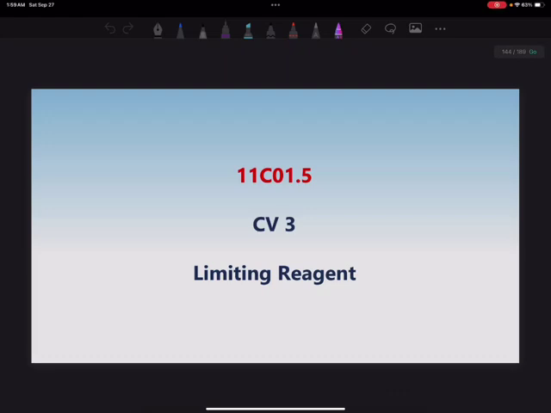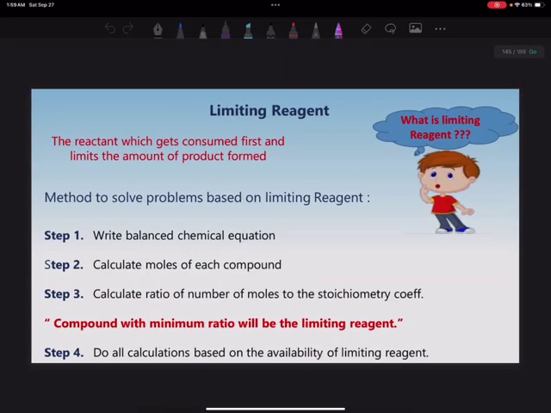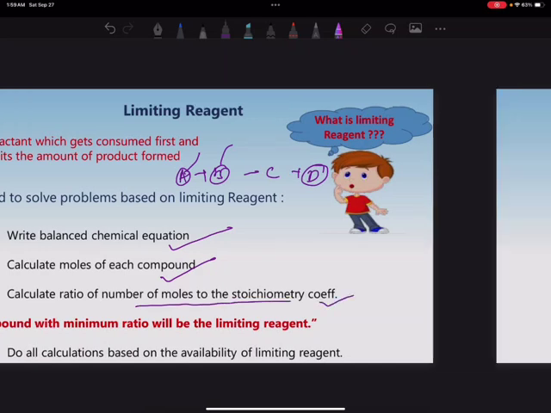Now let's learn the last concept of today's lecture, that is limiting reagent. The limiting reagent is basically the reactant which gets consumed first. For example, there is a reaction of A plus B gives you C plus D. Now we have to identify whether B gets used up first or A gets used up first. To know this, we use a method to find the limiting reagent. For that, we first balance the equation, then calculate the moles of each, and calculate the ratio of the number of moles to the stoichiometric coefficient.